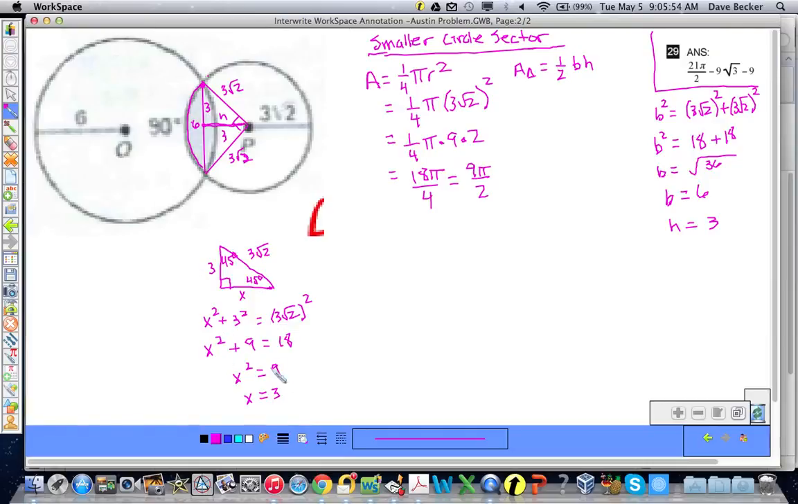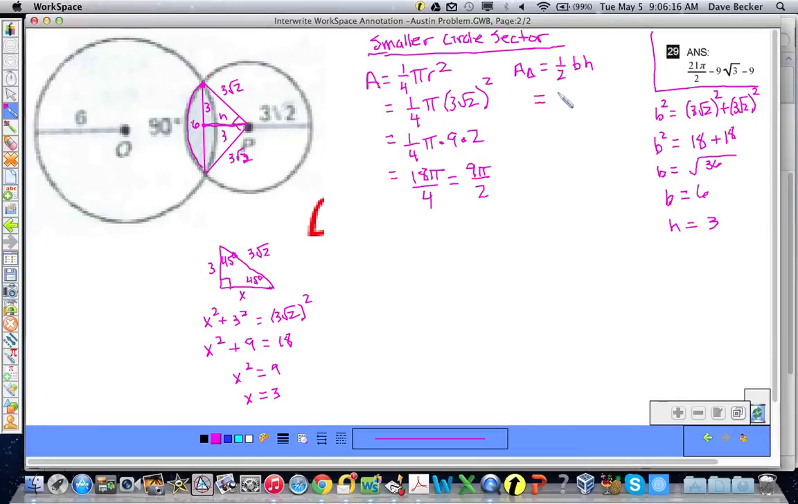I didn't have to go through this, because if I realize that these are both 45, and I know this is 3, this has to be 3. And also in a 45, 45, 90 triangle, if you know these two sides, then the hypotenuse is this side times root 2, so 3 root 2. So there's a lot of different ways we could have done that. Sorry I took the long way.